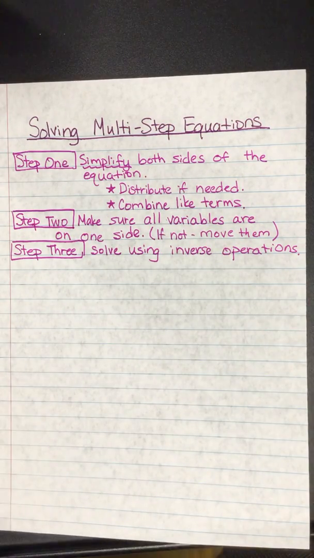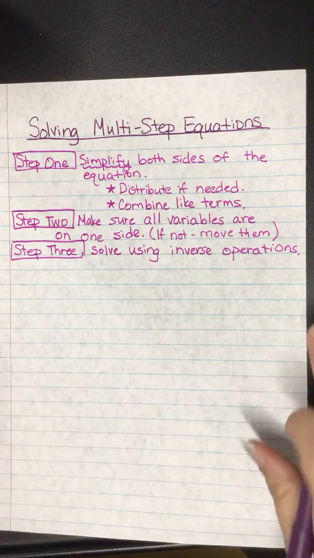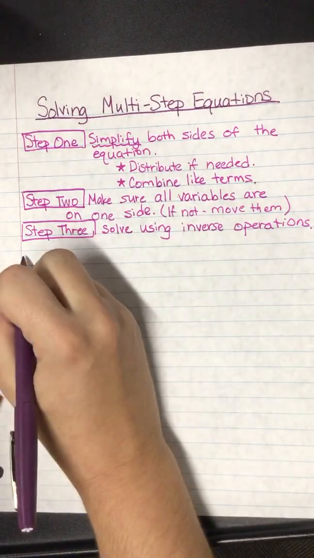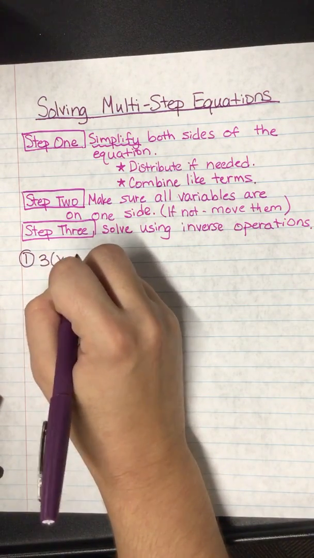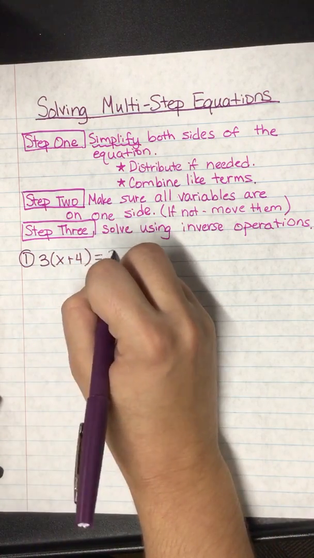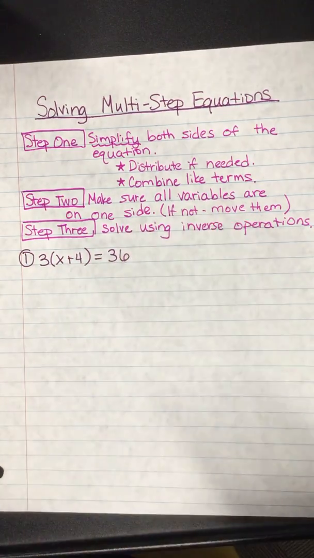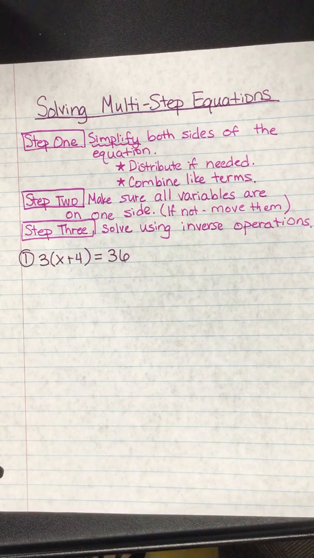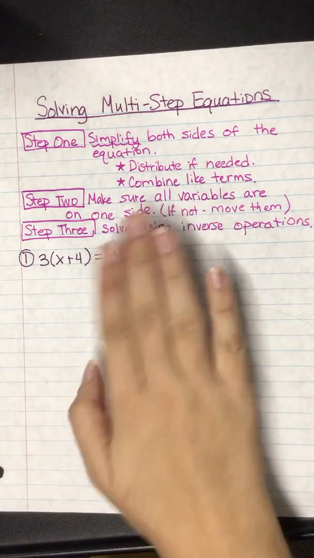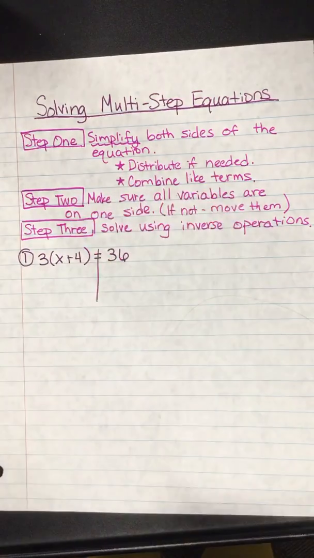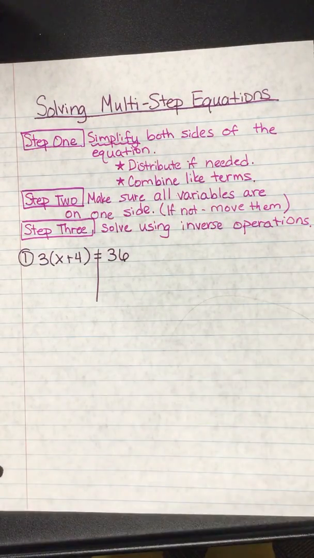Okay, I said we're going to do 4 examples. Example number 1. 3 times x plus 4 is equal to 36. So the first thing we're going to do is simplify both sides of the equation. Let's go ahead and put our line, so I know where my equation is split up when I'm saying both sides.